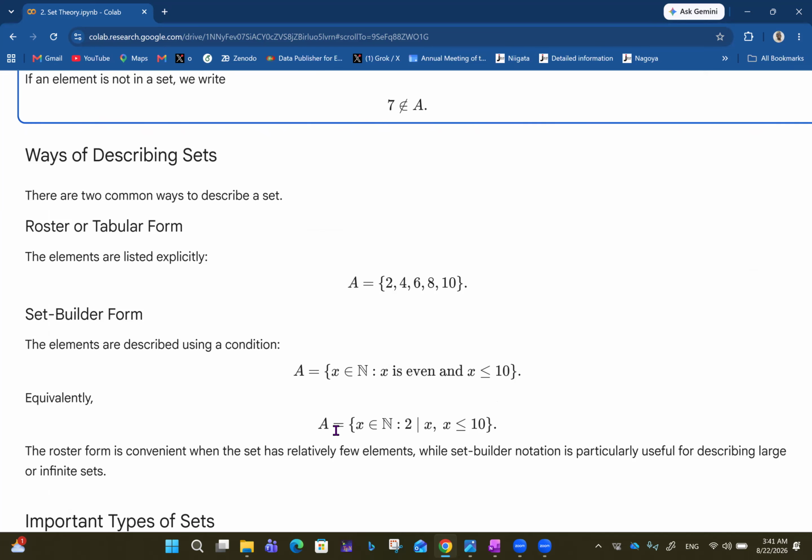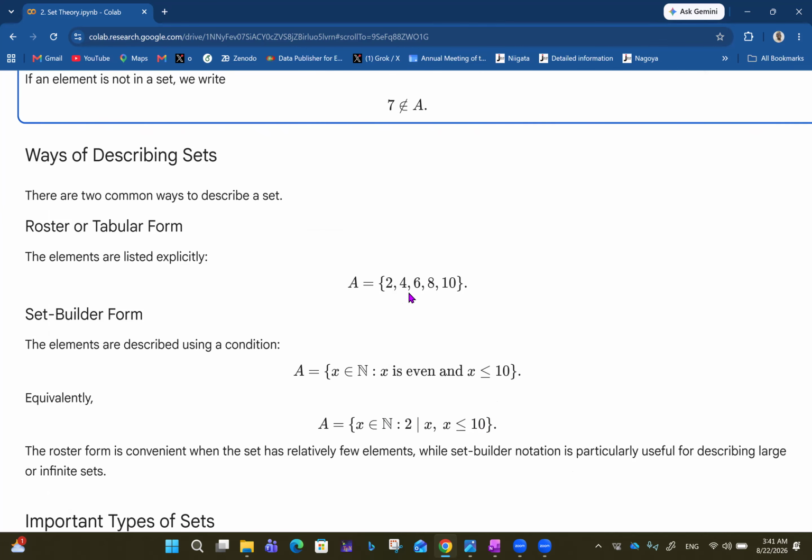Equivalently, you can also say that A is a collection of all x that is natural, such that 2 divides x, that is, x is an even number, and x is less than or equal to 10. So as far as there's any number that 2 can divide and it's not greater than 10, then that's the set you have here. By interpreting this, you end up coming to the roster or tabular form at the end of the day. The roster form is convenient when the set has relatively few elements, while set builder notation is particularly useful for describing large or infinite sets.